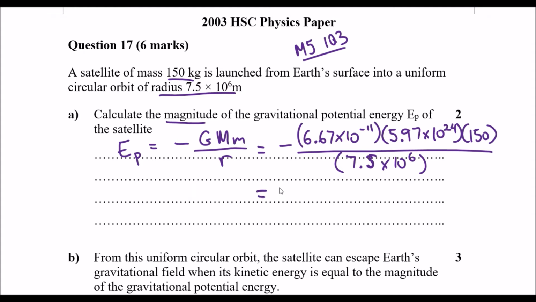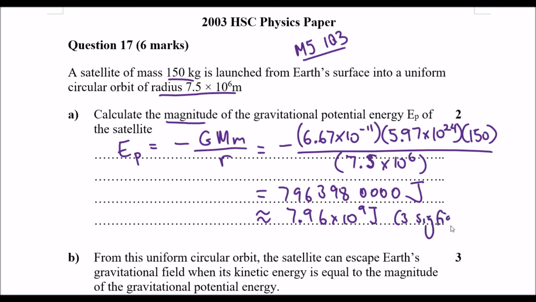Okay, so we get a value of 796398000. If we want to put that in scientific notation, and we'll round it off, the lowest sig fig we used is 2. Let's try and round this off into 3 sig figs. So 7.96 times 10 to the power of 9 joules to 3 sig fig. So that's how you do the first one.